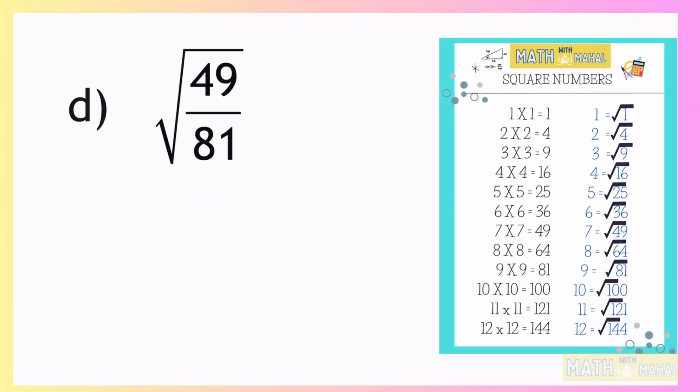Okay, example D, this one's kind of nice. So basically we're saying both of these numbers are under a square root, and these are both perfect squares. So this one is going to simplify really nicely to just 7 over 9.